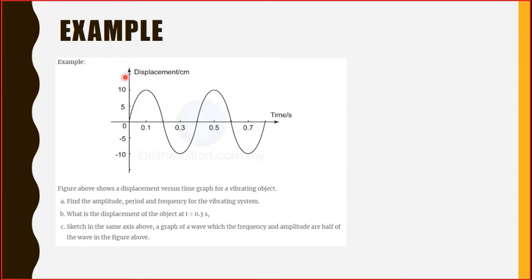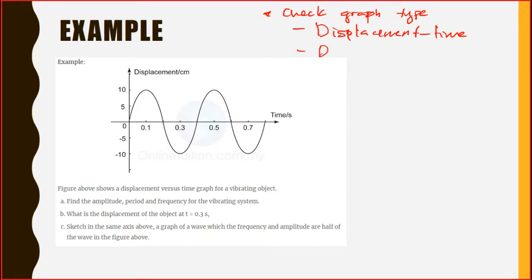So when you get a graph like this involving the wave topic, the first thing that you need to do is check the graph type. I need to highlight that. Why do I say check the graph type? Because you actually have two kinds of graph. One is displacement-time, this is the first type of graph. Second is displacement-distance.